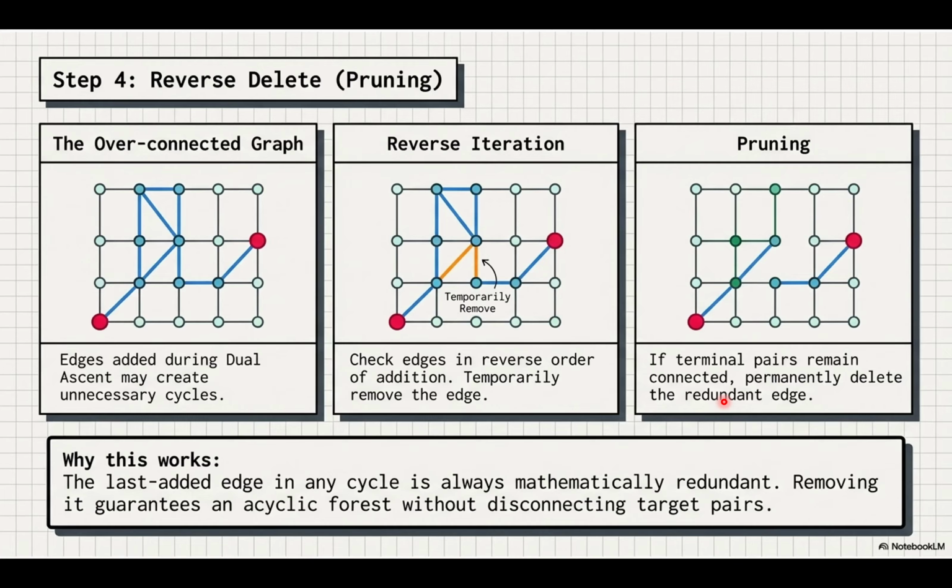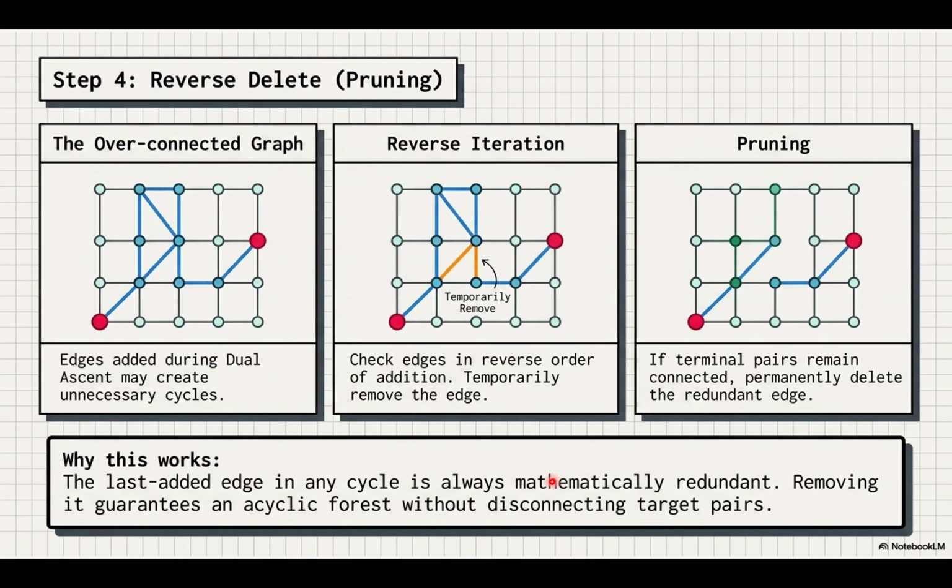But, and this is my big question reading the source, why reverse order? If I'm cleaning up a mess, why does the direction matter? It's a fair question. Like, why not just randomly delete? If the computer just goes from the first edge added to the last, wouldn't it still find the useless loops? The direction is actually the secret to the entire pruning phase. It relies on a deeply elegant mathematical guarantee regarding how cycles are formed.